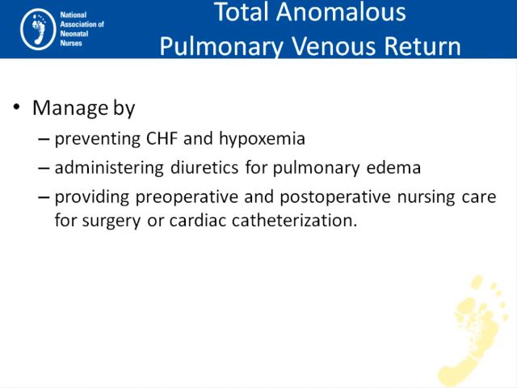Surgery is imminent when pulmonary venous obstruction is below the diaphragm. With surgery, the anomalous veins are detached and transplanted to the left atrium. The atrial septal defect is repaired.